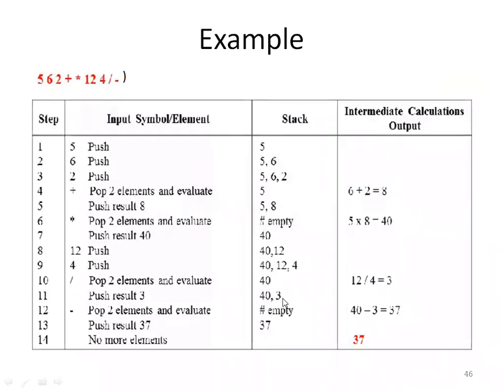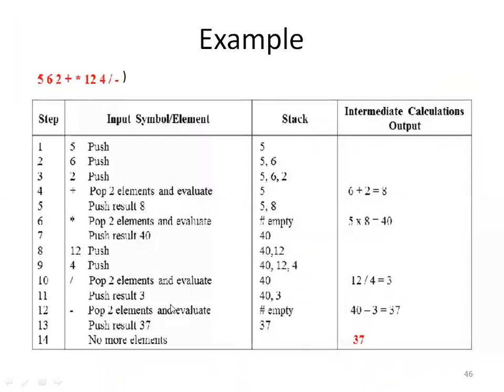First topmost is 3 and second topmost is 40. So we pop these two. Pop means we'll remove the elements from the stack. After removing these, the stack is empty. Nothing is there in the stack now. Stack is empty now.